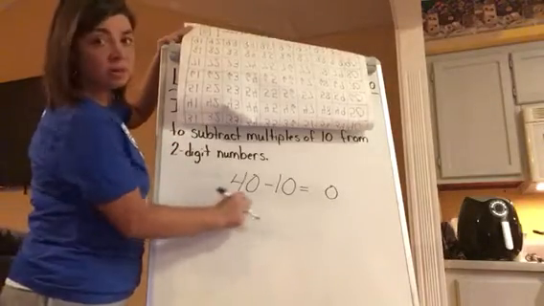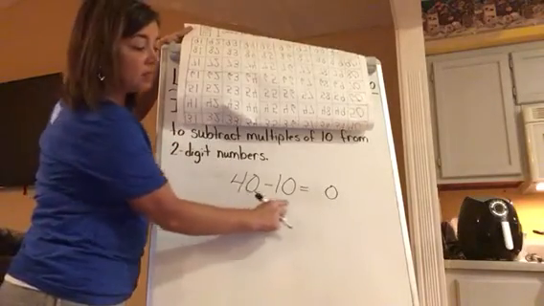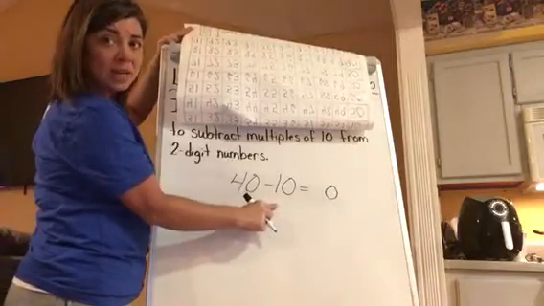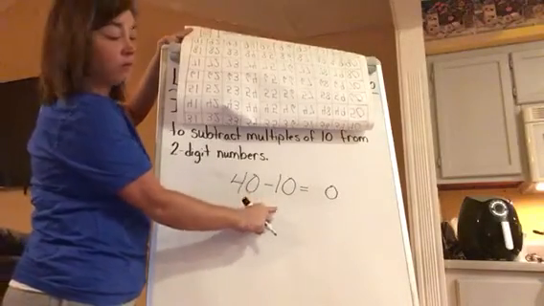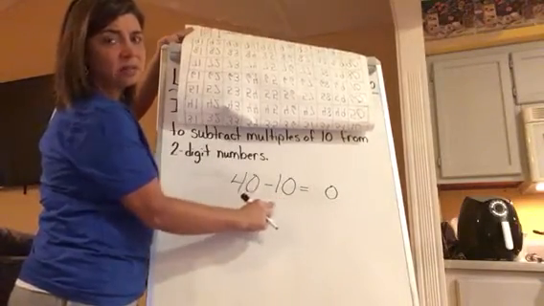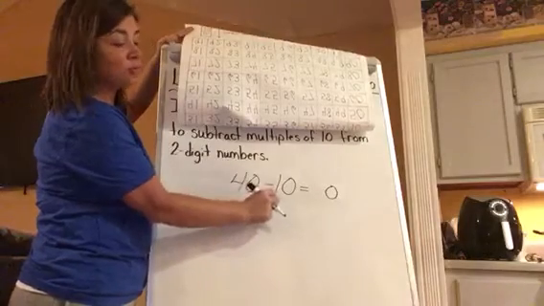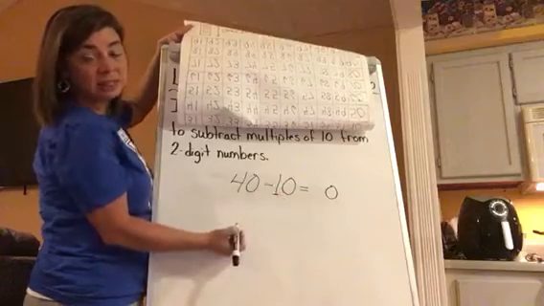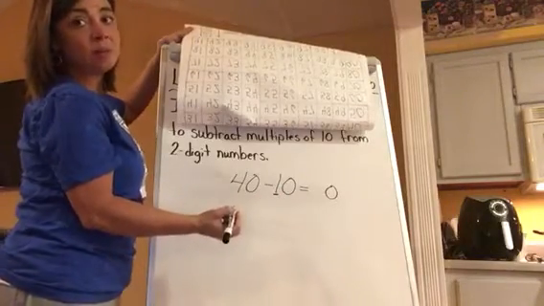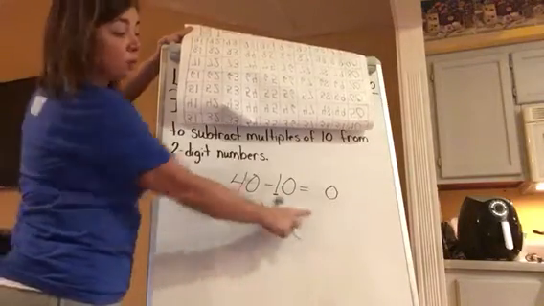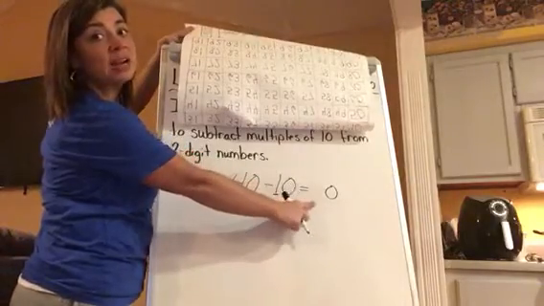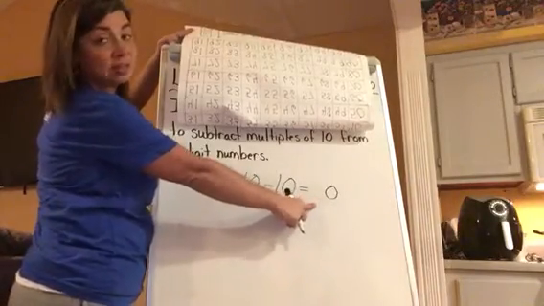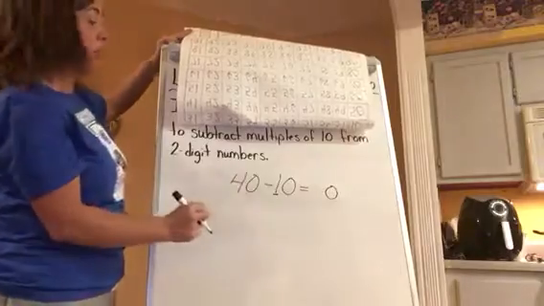So this first number is going to tell you where to start. Then the second number is going to tell you how many times to move. Now, are we going to move 10 times? No, we're going to move that many tens. The number in the tens digit is going to tell you how many times to move. And then what we land on is going to be our difference, because the difference is an answer to a subtraction problem.